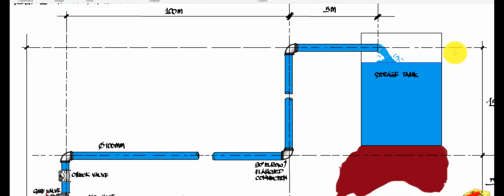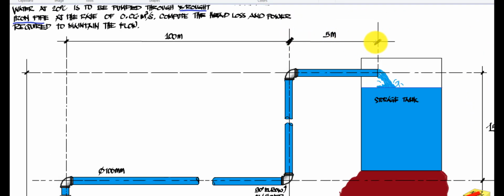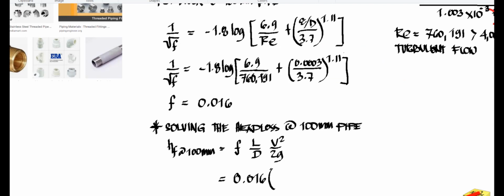So we have 15 going up, and we have the horizontal traveling, which is 5 meter going to the storage tank. So that is a total of 125, the total length of 100 mm pipe. So I'm gonna write down here the 125 meters, then divided by the diameter, which is 0.1 meter.